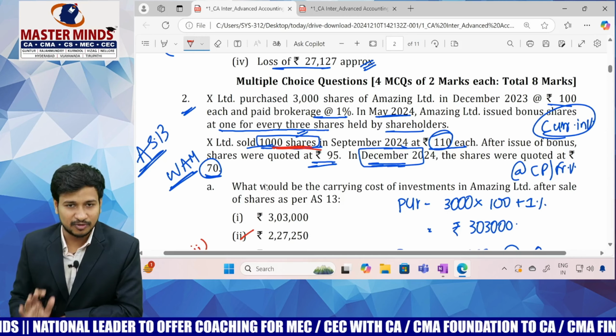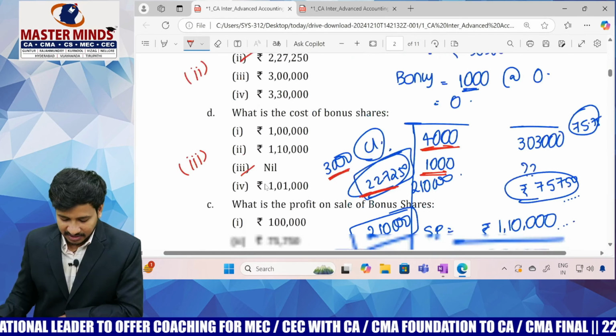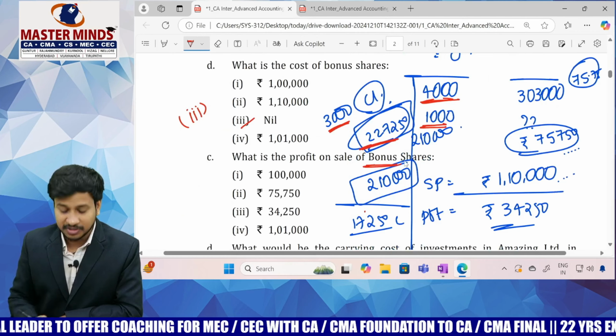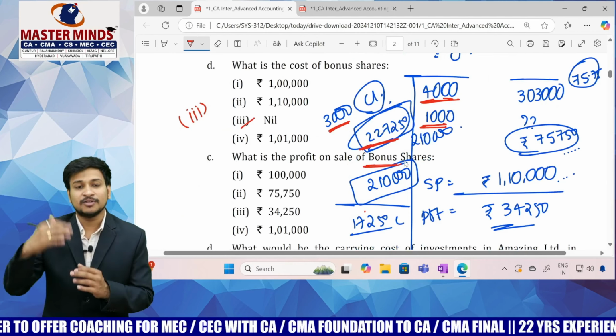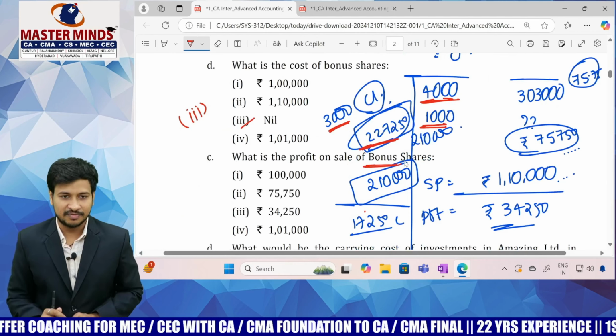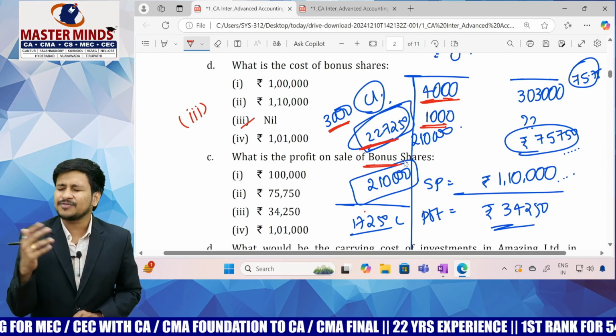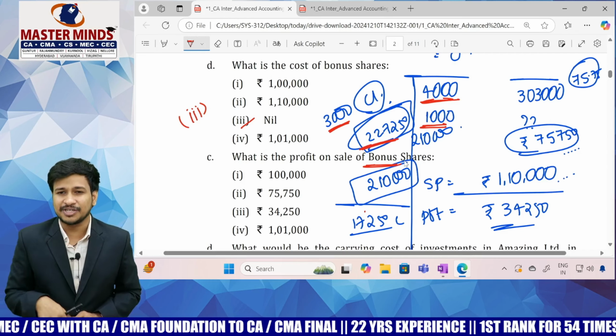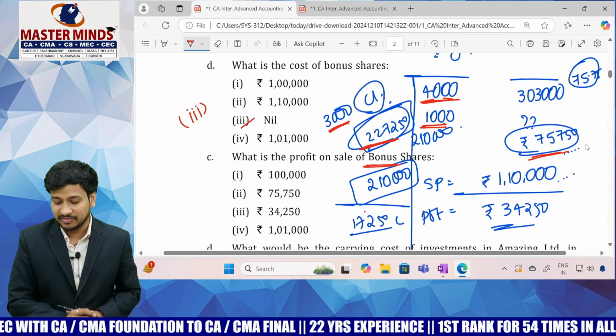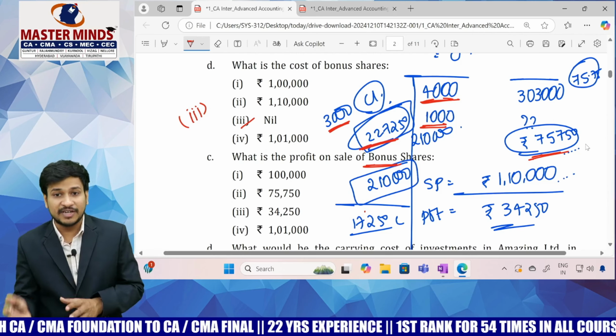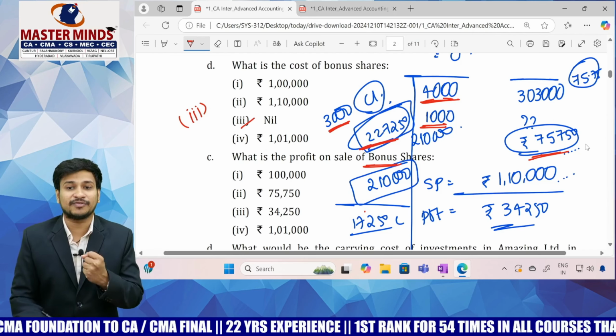In the question given, it says sold 1000 shares. But here they are asking what is the profit on sale of bonus shares. Don't get confused, which implies that those shares are nothing but bonus shares itself. And remember, don't think that since I have sold bonus shares, the cost of bonus shares is 0, I have sold it for 75,750, so 0 is sold for 75,750, and I got a profit of 75,750.